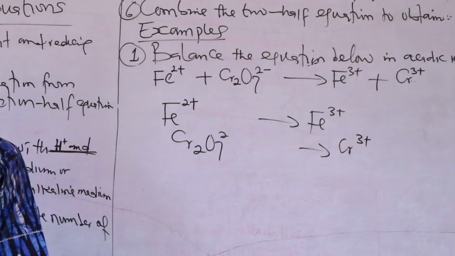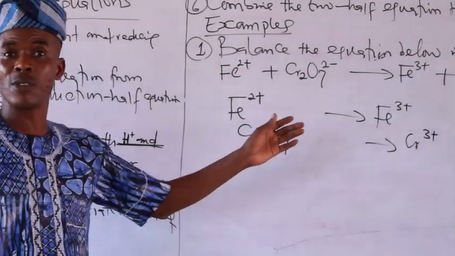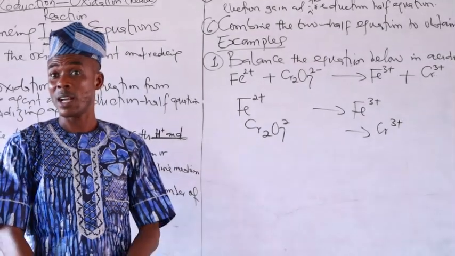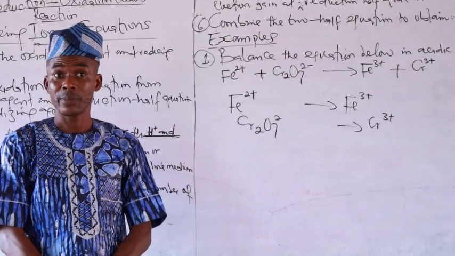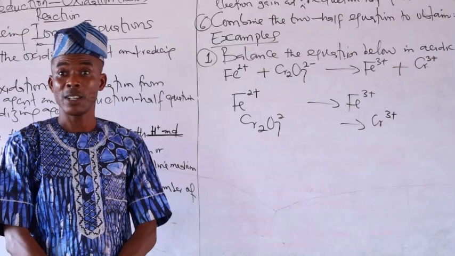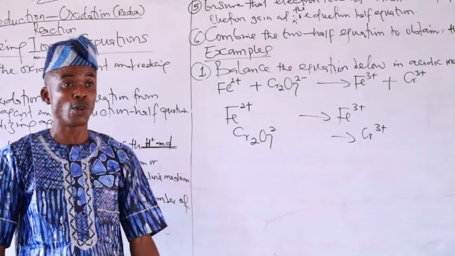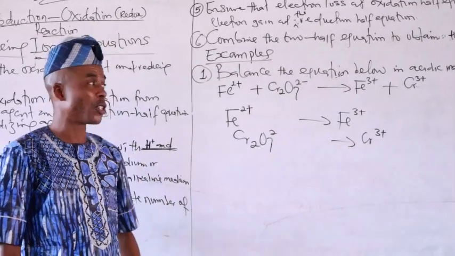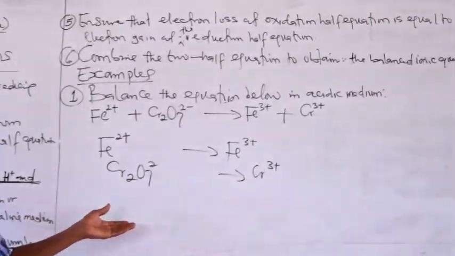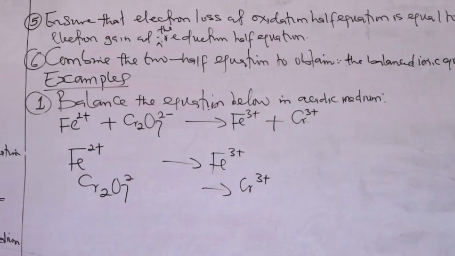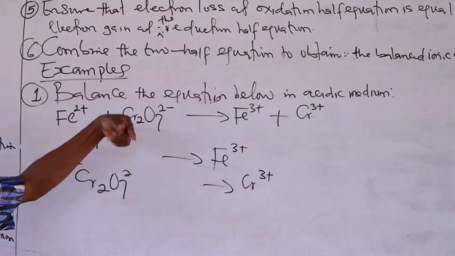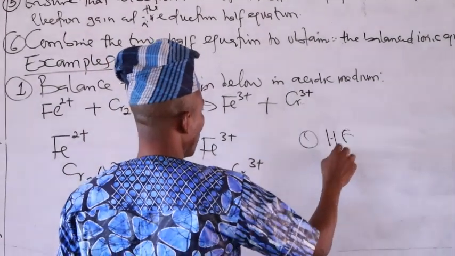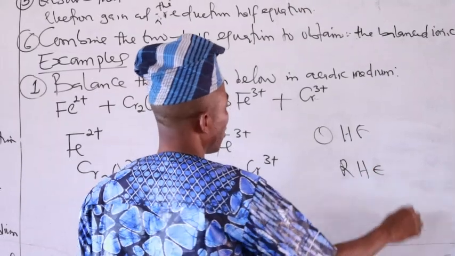The only thing is, how do I identify which one is the oxidation half equation and which one is the reduction half equation? Which one will undergo oxidation? Which one will undergo reduction? The first one is oxidation because there is an increase in oxidation number. That means it loses electron. So this is the oxidation half equation. So the other one is going to be the reduction half equation.